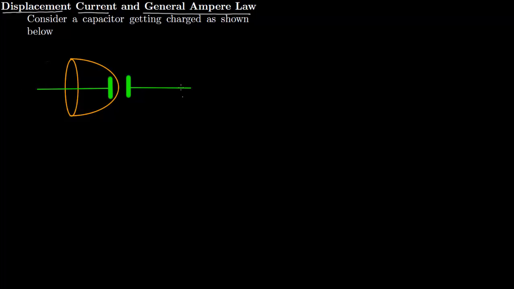In this lecture, we talk about displacement current and the general Ampere law. Now consider a capacitor below in this figure, and this capacitor is getting charged. So the current is flowing like this, and these are the two plates of the capacitor.